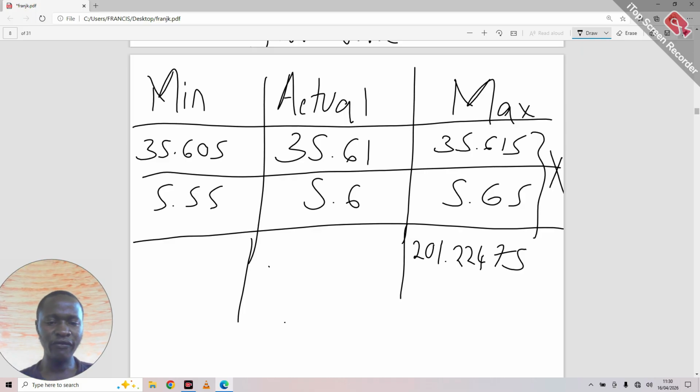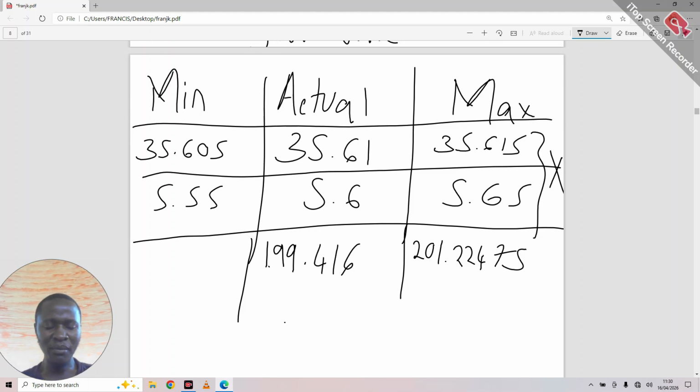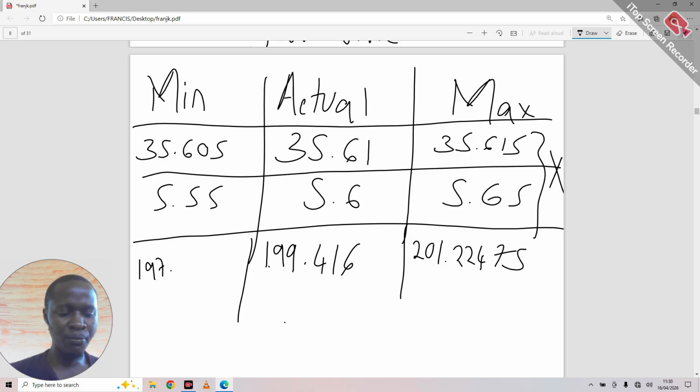201.22475. How about 35.61 multiplied by 5.6? We are getting 199.416. How about minimum side? 35.605. You multiply by 5.555. So we are having 197.60775.